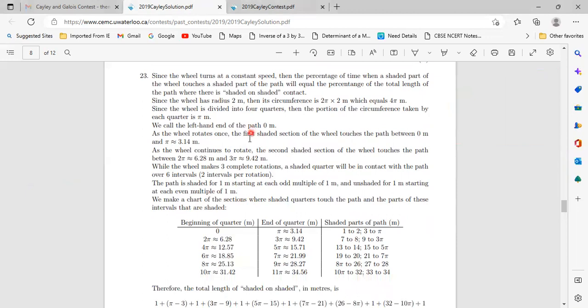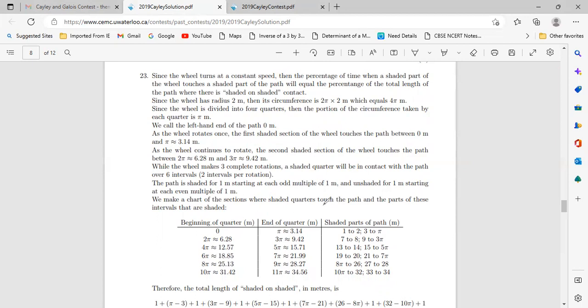So now the question is about 3 complete rotations. So now you have to check the number of shaded quarters that will be in contact with the path over 3 complete rotations. In one complete rotation, we do have 2 shaded sections, isn't it? So for 3 complete rotations, you will be having 6 intervals, which means 2 intervals per rotation. So it works like this.